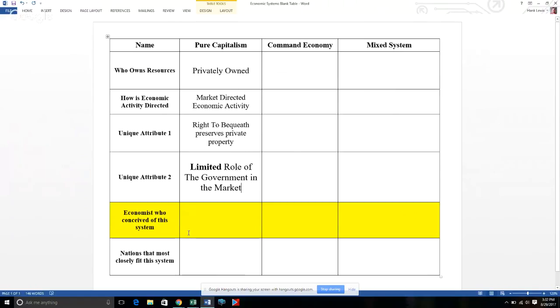Now, obviously, the U.S. government is a little more invasive than protecting private property rights, but compared to many other nations out there, the U.S. government is a lot less invasive. Now, let's go ahead and talk about this next part here.